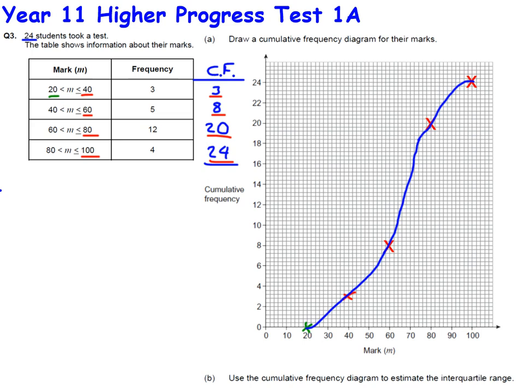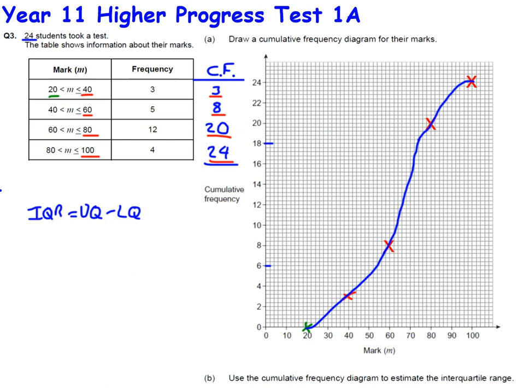Now question B tells us to use the cumulative frequency diagram to estimate the interquartile range. Now the interquartile range is your upper quartile, take away your lower quartile. Now to calculate the lower quartile, that is the quarter of your total amount of students. So a quarter of 24 is 6, so our lower quartile is at 6, and the upper quartile is at 18. That's 3 quarters.